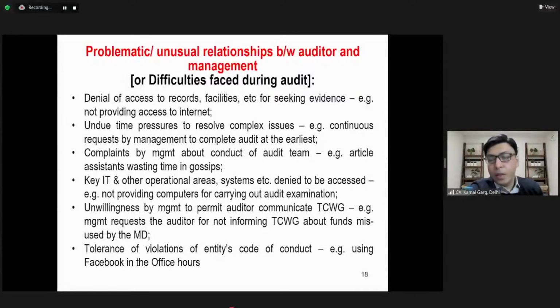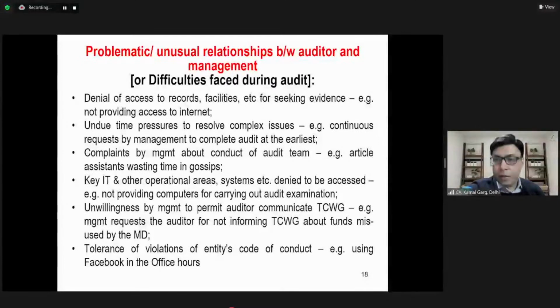For example, I was not able to download GSTR forms from the GST portal because the client has not provided me the user ID and password to access the GST portal. Can we record this in our documentation? The answer is yes. Who is permitting you? The company is permitting you, as well as ICAI is permitting you. Are you getting my point? So this kind of documentation will fall into the first case, denial of access to record facilities, etc. for seeking evidence.